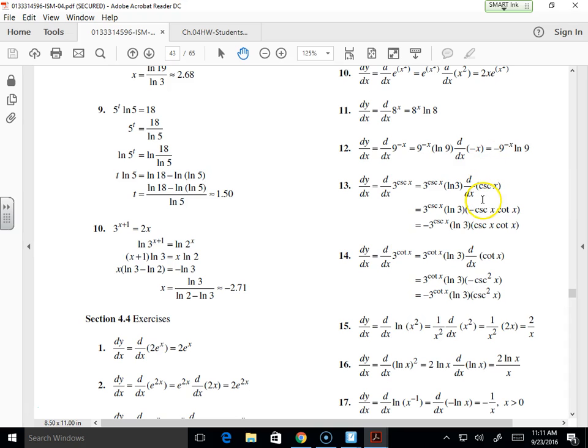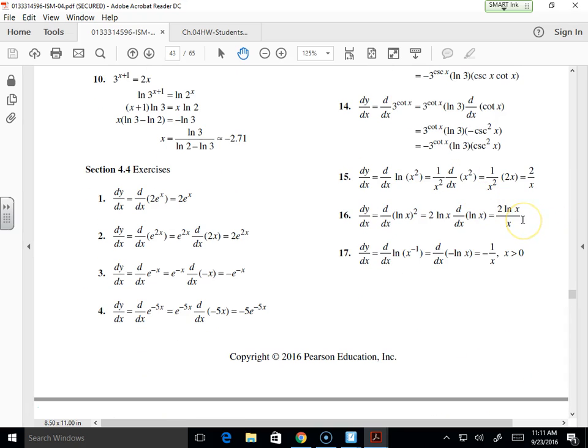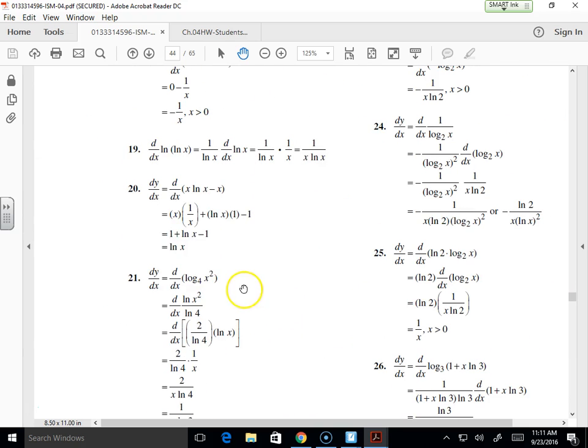Number 16: 2 ln x over x. Do those cancel? No. Keep going. Number 20, final answer: ln x.